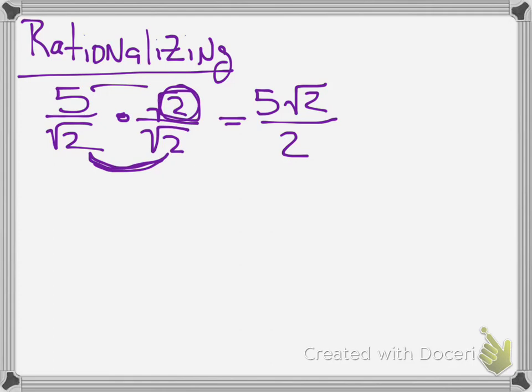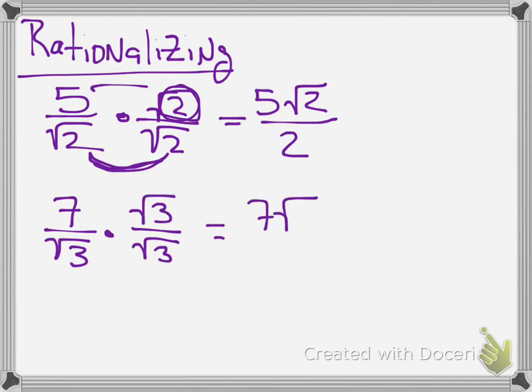Okay? Let's say you had 7 and square root of 3. Again, this is what we're going to mostly work with in geometry, square root of 3. Square root of 3, square root of 3, 7 square root of 3 over 3. That's it. It's fairly simple.